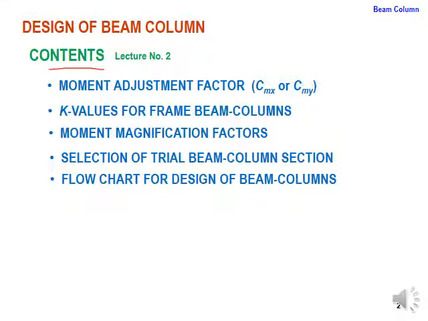So here for lecture number 2, contents we will discuss first. First of all, we will discuss in this lecture the moment adjustment factors, Cmx or Cmy. Then we will discuss the K value for the frame beam columns. Then the moment magnification factors, beta factors. Then the selection of the trial beam column, and finally the flow chart for the design of the beam column. So at the end of this lecture, you will be able to start with the design of any beam column.